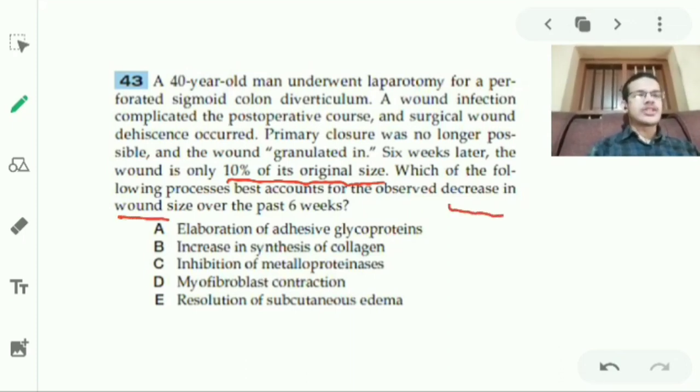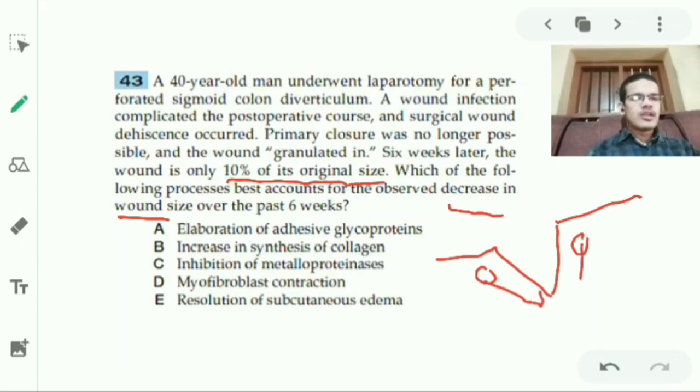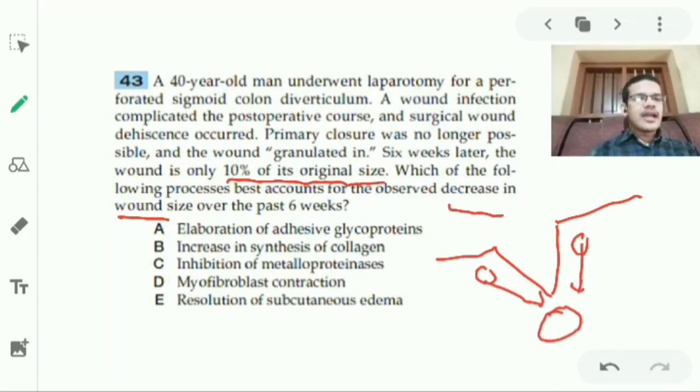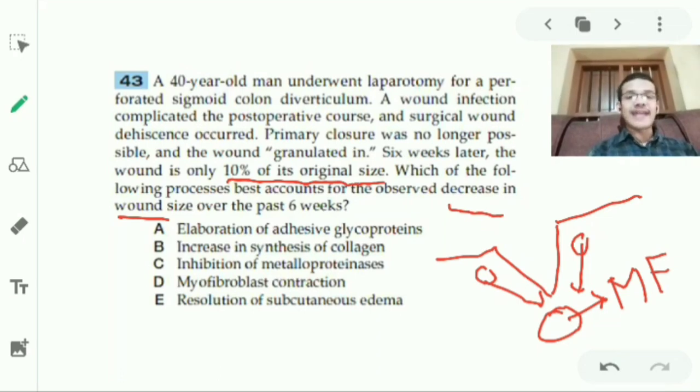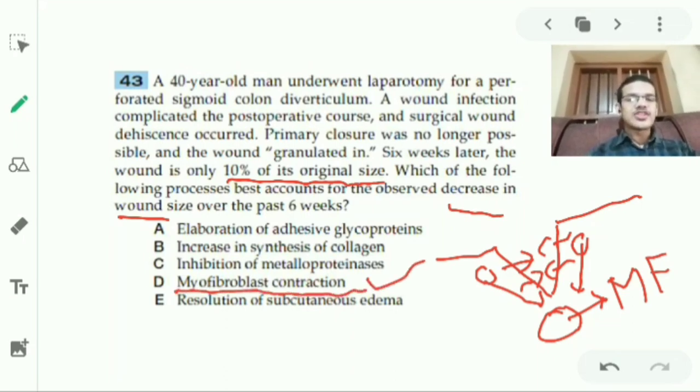So wound contraction, the past 6 weeks. If you remember, while we drew the picture of a wound, I told you fibroblasts at the edge of the wound will migrate to the center and will differentiate into myofibroblasts. Myo is because of the presence of actin filaments. So this will help in contracting or pulling the edges together. So what accounts for the decreased wound size? Myofibroblast contraction, right?